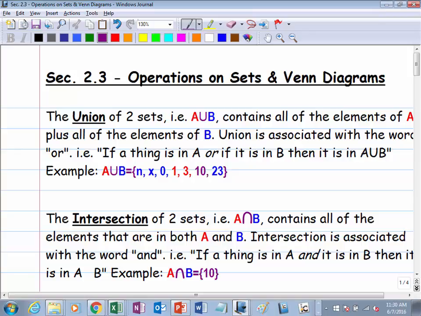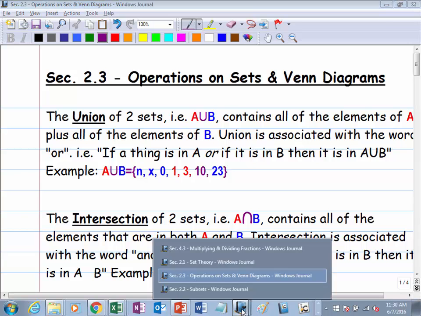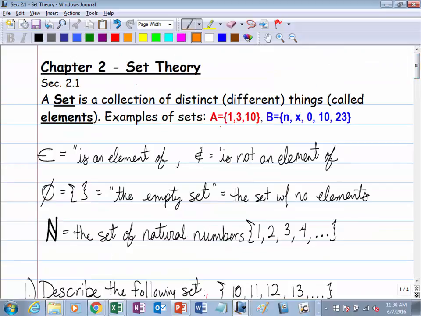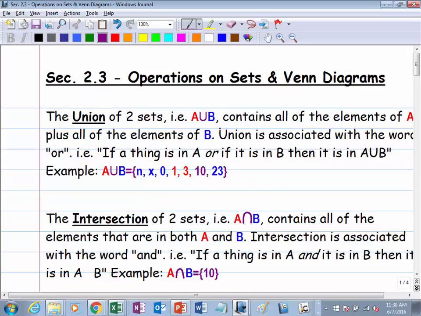So like the example that we started off with in section 2.1, A was the set containing 1, 3, and 10, and B was the set containing X, 0, 10, and 23. So A union B contains all of those elements. And 10 was the only element that was in both of them. We only list it one time. Because A contained 1, 3, and 10, B contained X, 0, 10, and 23. So they're all in the union.